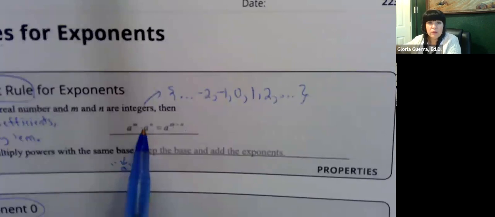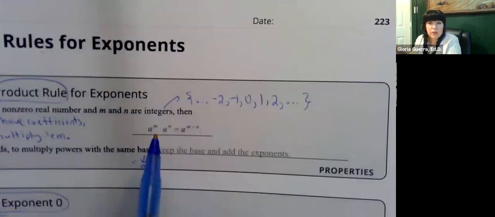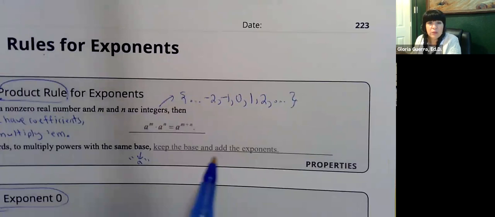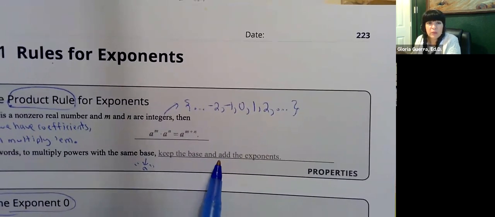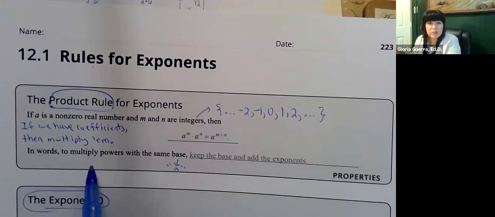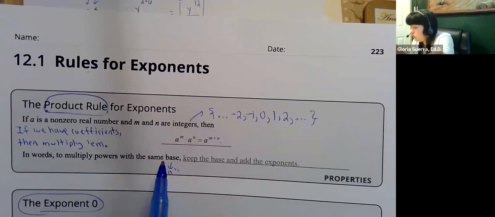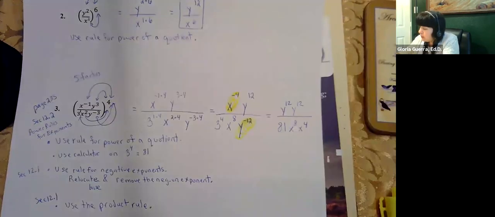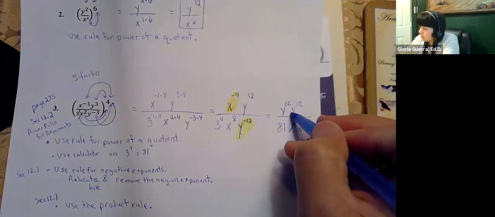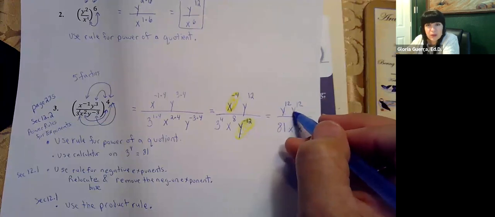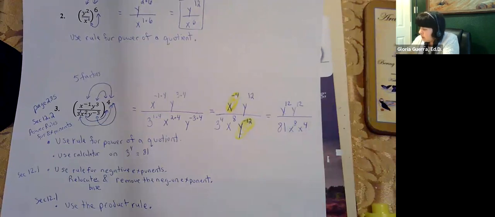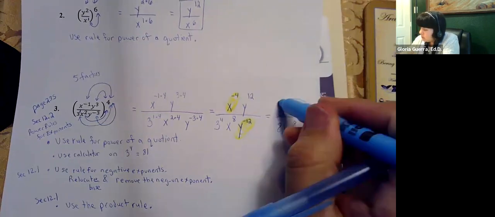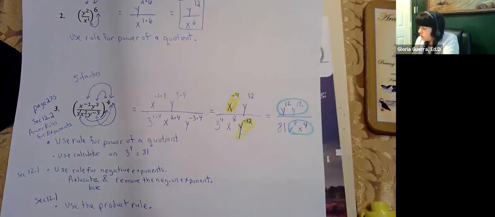The product rule says that a to the m times a to the n is a to the m plus n. You keep the base and you add the exponents when you're multiplying powers with the same base. And that's what we're doing. We're multiplying these powers that have the same base of y, and these powers that have the same base of x. So we want to add those exponents.